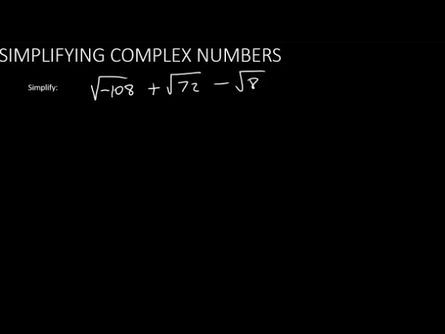In this problem, we are to simplify the expression square root of negative 108 plus square root of 72 minus square root of 8. Notice that our first term has a negative inside the square root. If you see one of those, you can be assured that this will be a complex number. Notice that's different from our last term, which has a negative outside of the square root. That negative square root of 8 is not complex.